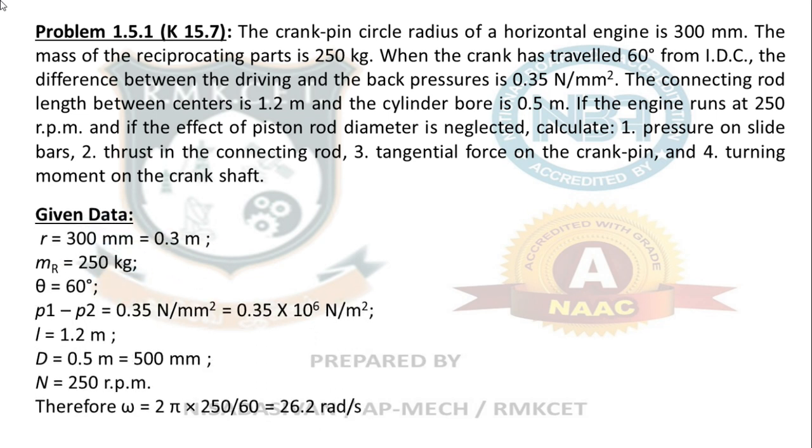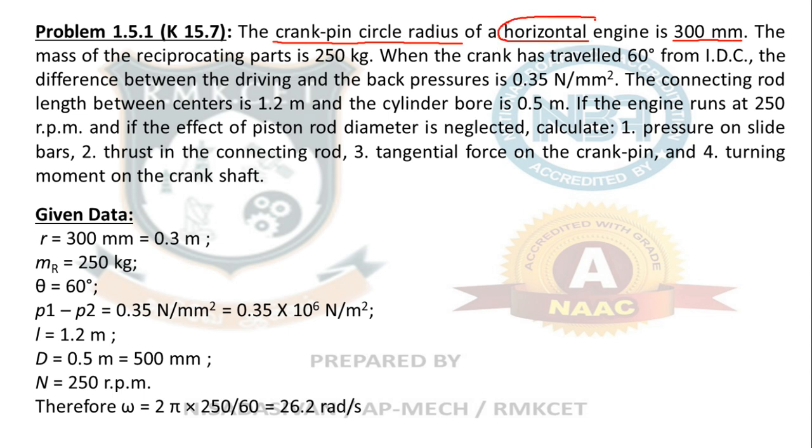Okay, so let's have a look at what is given in the question. The radius of the crank pin circle is nothing but the radius of the crank. The circle traced by the crank is the crank pin circle, which is given as 300 mm, and it is given as a horizontal engine.